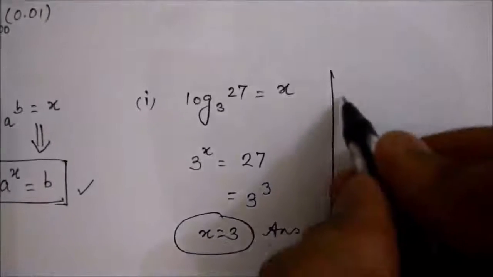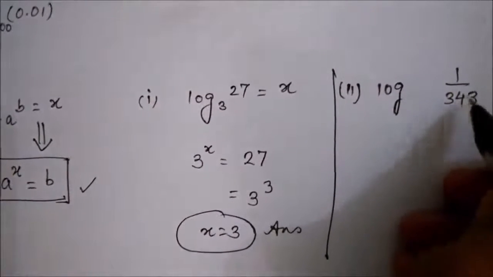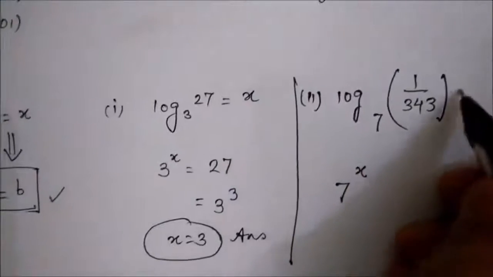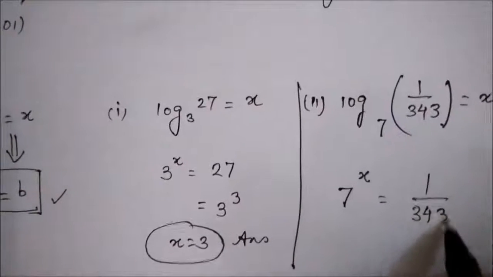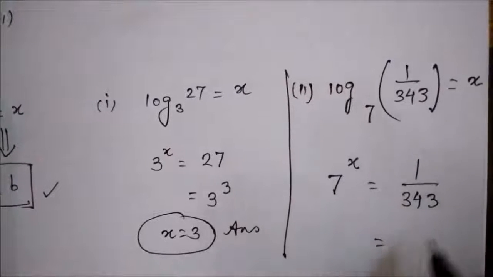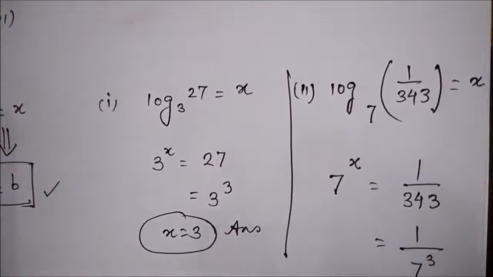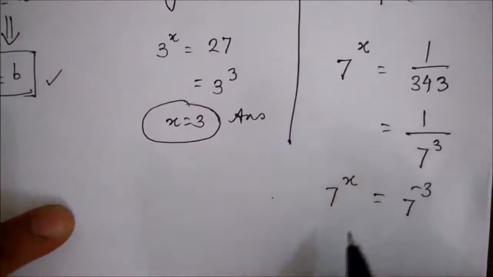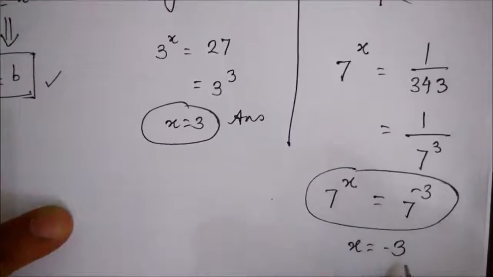Now the second part, log 1 by 343 to the base 7. Again, considering that this is equal to x, 7 raised to x is equal to 1 by 343. This 1 by 343 can be written as 1 by 7 raised to 3, which can be further written as 7 raised to minus 3, and on the left hand side we have x. So the value of x is equal to minus 3. That is the answer.